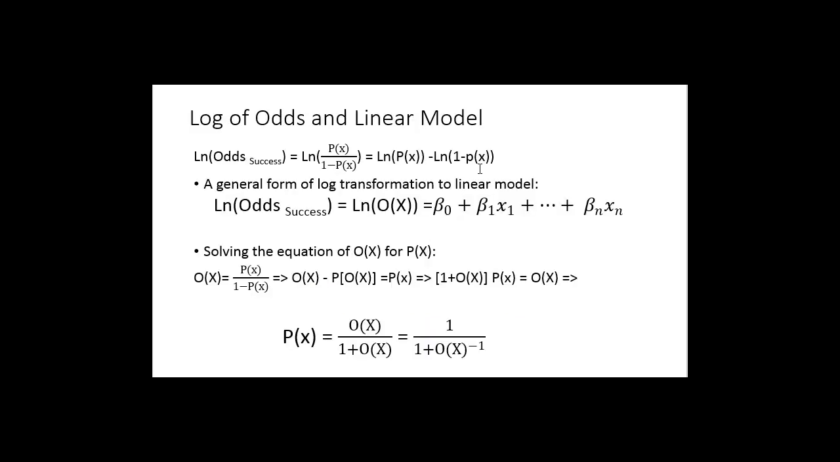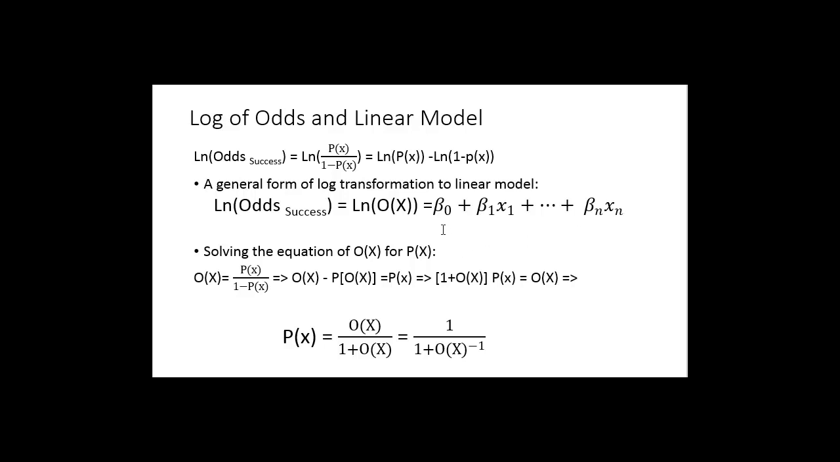This is how we think of log of odds and a linear model in logistic regression. If you take the natural log of odds of success, that will be the natural log of the ratio of probability of success over probability of failure, which will be the difference of the natural log of numerator and natural log of denominator. A general form of log transformation to linear model will be this natural log of odds to be equal to a linear model where we have the set of x's, x1 through xn. These are the predictors in a linear model.